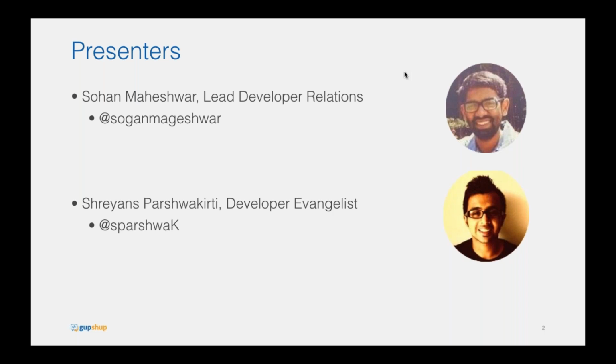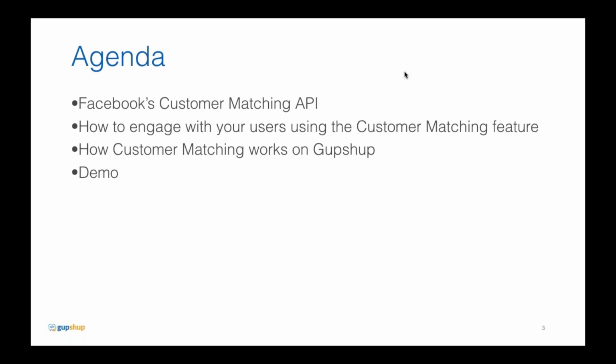So essentially, this webinar is something that will be really useful to brands and businesses, or companies that work with brands and businesses, because it describes something that Facebook launched very recently, which you can use to really engage with your customers. Compared to all our other webinars, this one, since it talks about a small feature, is going to be a slightly shorter webinar, clocking in at about 30 minutes. But Shreyans will also do a demo a little later on how you can actually do customer matching using the Gupchup API.